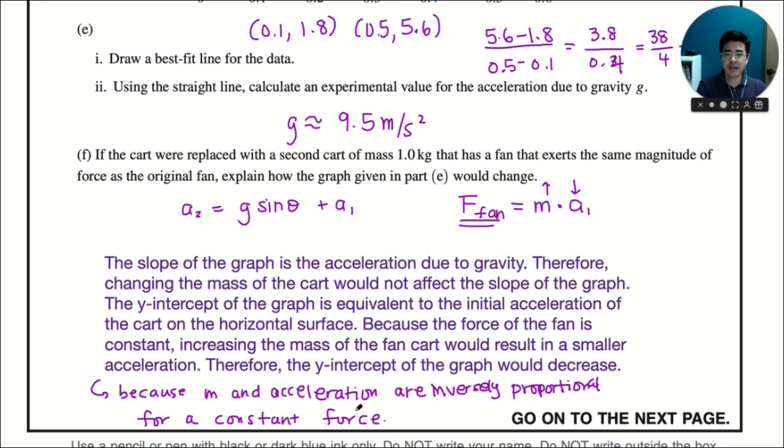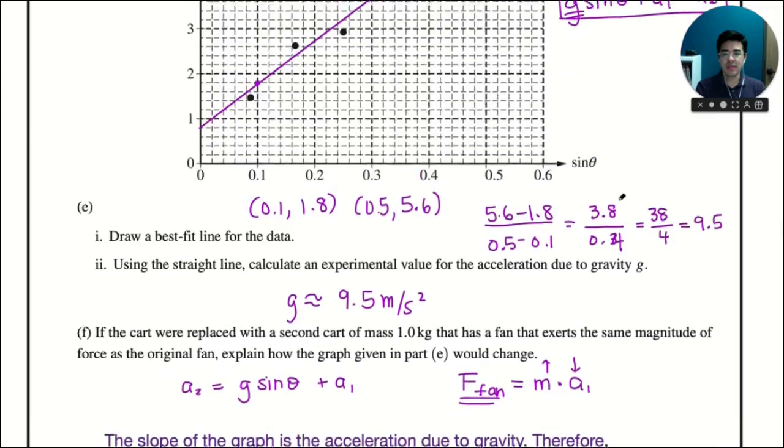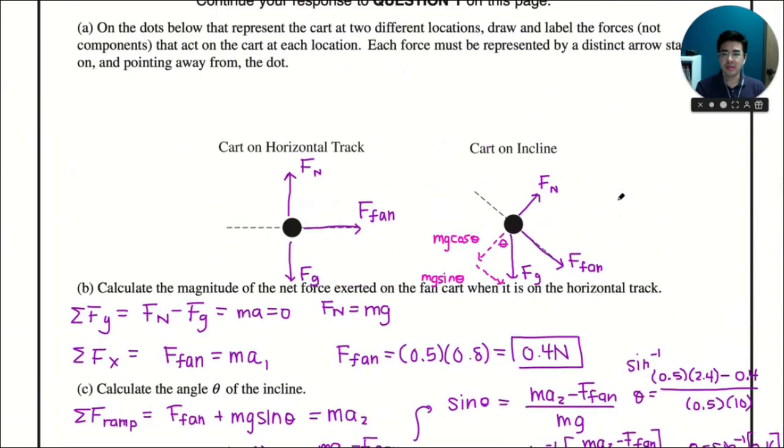Okay, something like that. So when they say explain how the graph would change, I guess I didn't need to say this, that the slope wouldn't change, but I did that just to cover my bases anyways. So those are all the parts of question 1. So let me go through and mark where I think the 15 points will be distributed.